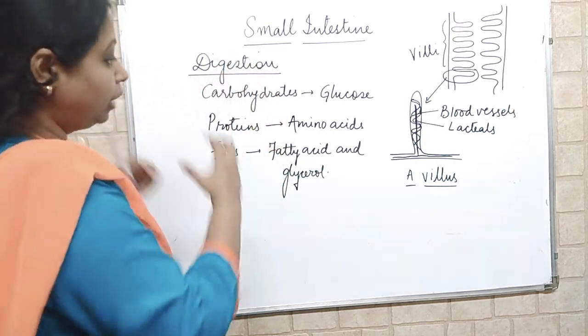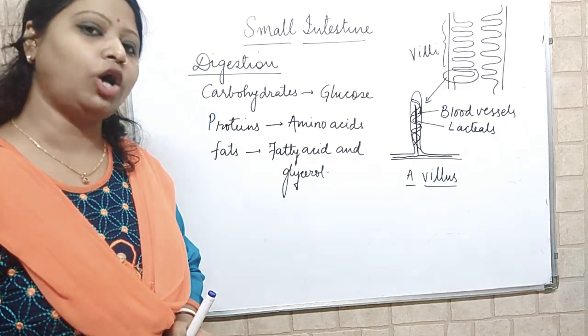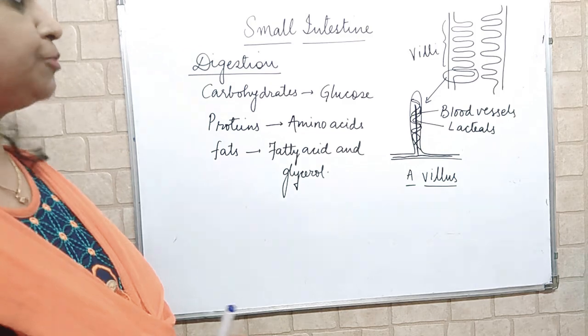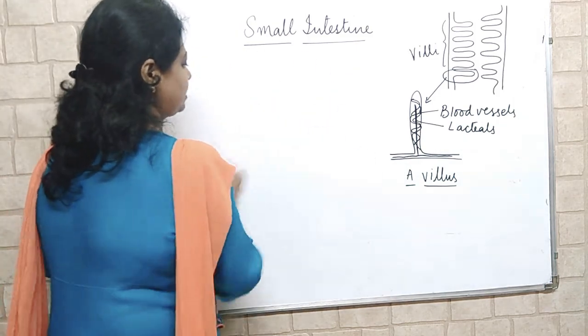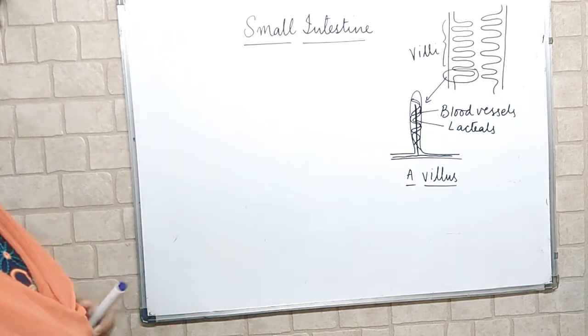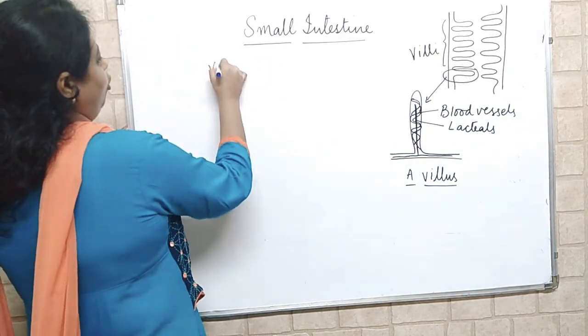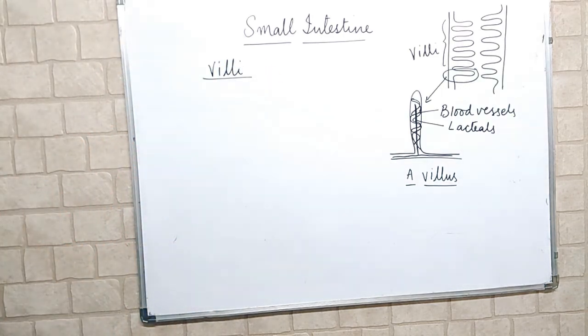Fine. Now, this will be absorbed simultaneously in the small intestine. For this absorption, there is a special type of adaptation. Let's see what that adaptation is. Formation of villi. What are villi?